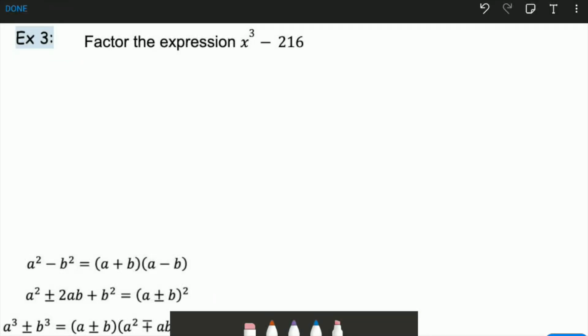Okay, in this video we're going to be factoring the expression x to the third minus 216. Normally when you factor, the first thing you want to do is check to see if there's a common monomial. There isn't anything that goes into both terms in this case. So now we're going to check the patterns to see if it follows any of these. Because it has 2 terms, it will be either the first one or the third one.